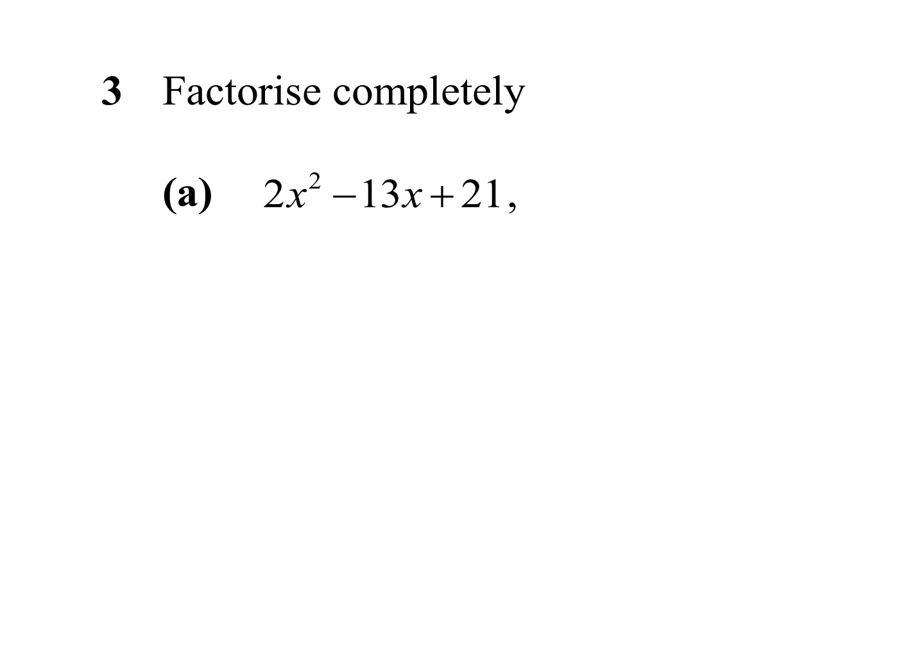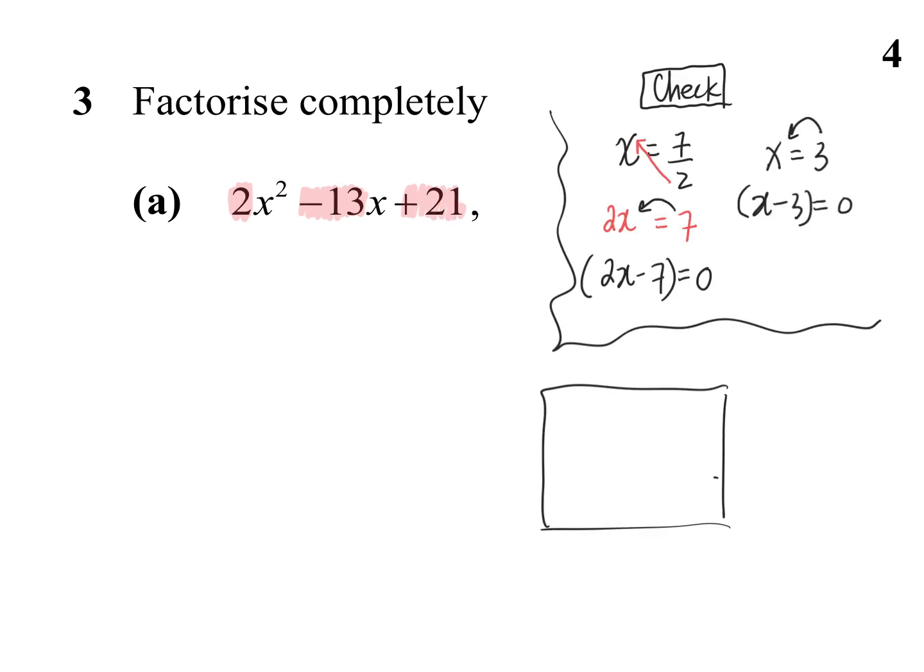Now, this one. Okay, I'm going to teach you both methods, right? One is using the calculator, the easy one for you to check. So I'm going to show you one more time. 2, minus 13, and 21. So these are the 3 numbers you will put into your calculator. But you don't know whether the numbers you put there are correct.